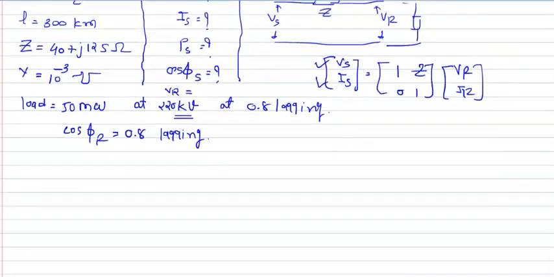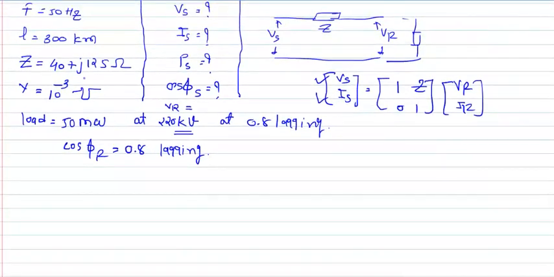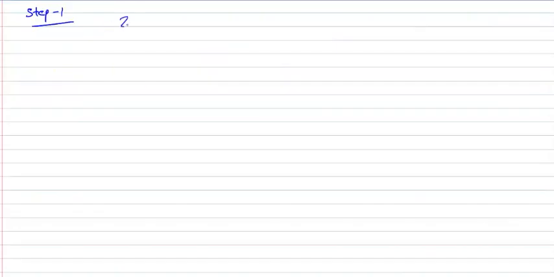Basically the example says that we have some of the data at the receiving end side and some of the data of the transmission line, and we want to calculate the sending end data. And this model is the per phase model. It should be clear that it is a per phase model. Now let's calculate step number one. What is the first step? We have Z, which is 40 plus j125, just given.